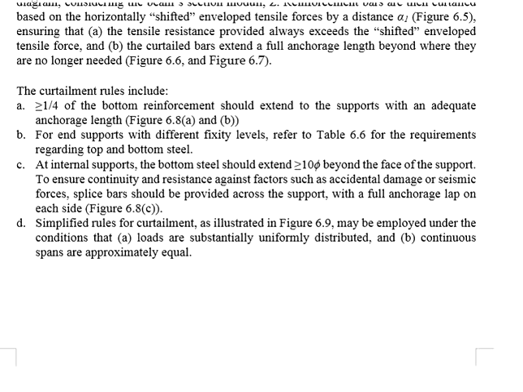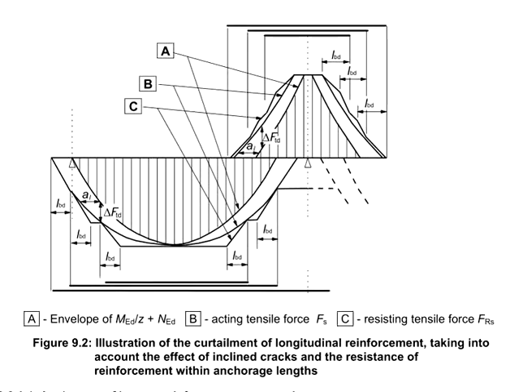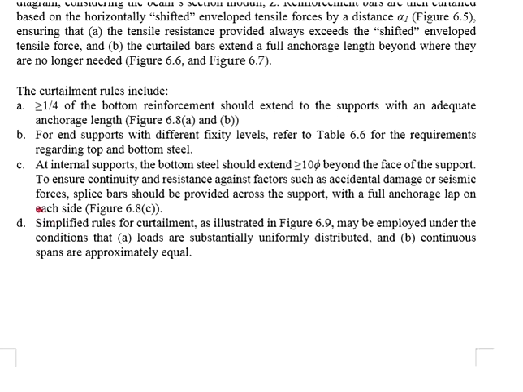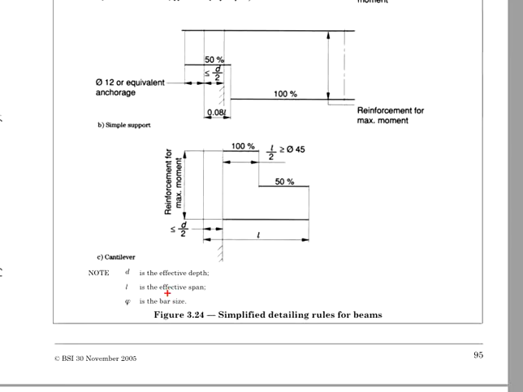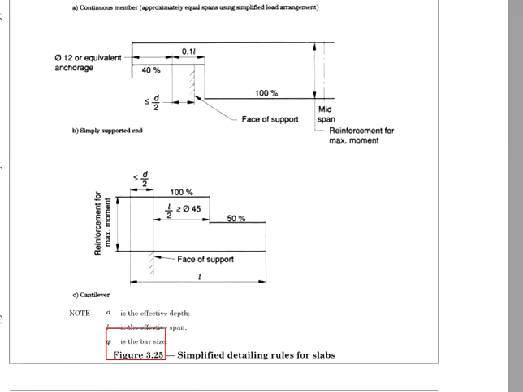Now bear in mind that the simplified rules for the curtailments that we're going to discuss in these videos are not provided by the Eurocode. Eurocode approaches this in the fundamental manner. Now, where can we get these simplified rules for the curtailment? You can get them from the British Standard BS 8110, figure 3.24, which is applicable for the beams, and figure 3.25, which is applicable for the slab.